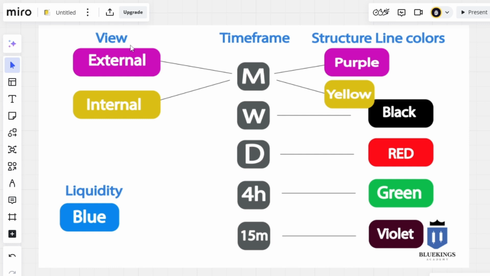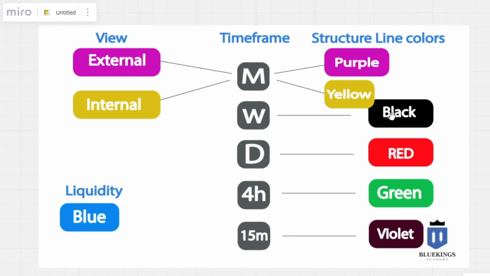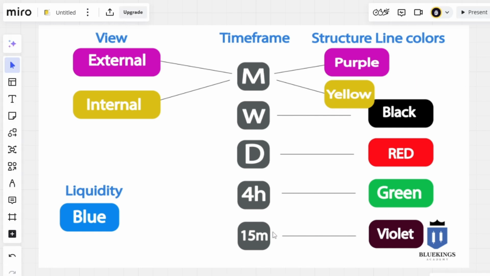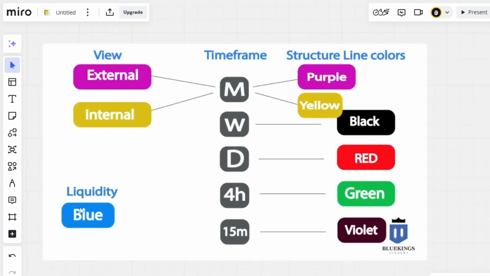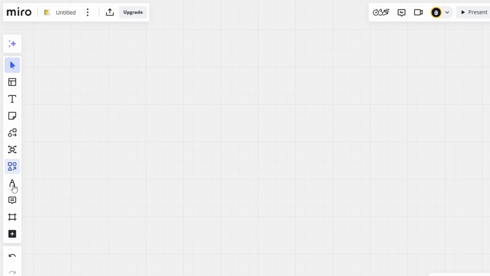So in the monthly, we have internal and external. The external color is always purple, and the internal color is always yellow. Then for weekly, black. The lines you're going to use to mark the structure in weekly are black. The lines you're going to use to mark the structure in daily are red. 4 hours is green. 15 minutes is violet. Then liquidity pools is blue. I told you guys about how to spot liquidity pools.